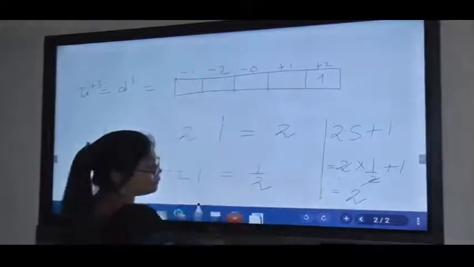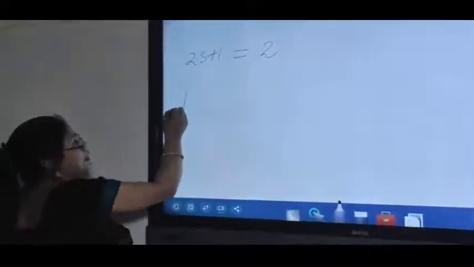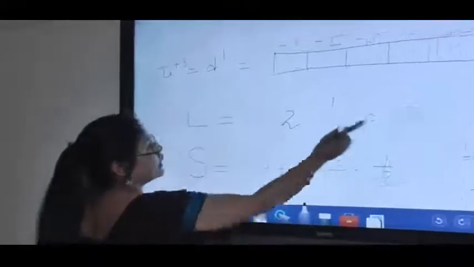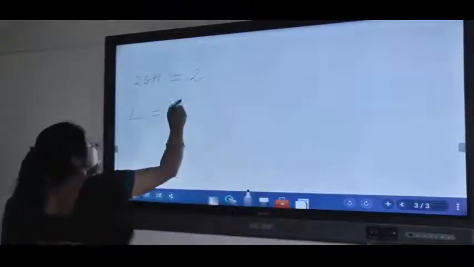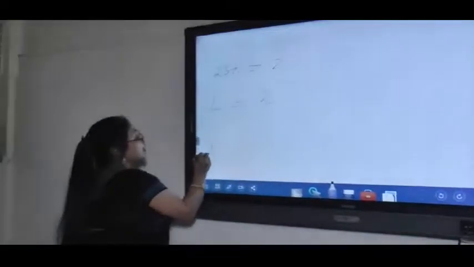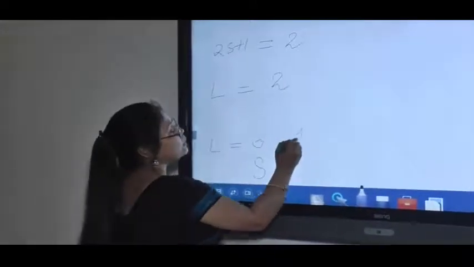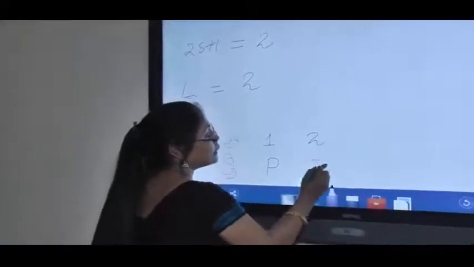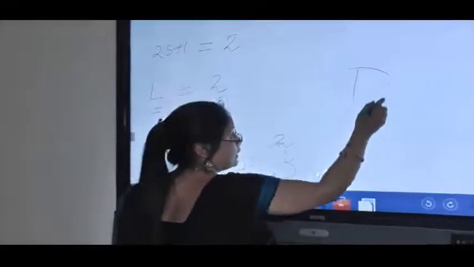So ultimately the spin multiplicity value is 2. 2S plus 1 is equal to 2. L value is equal to, sorry, L value is equal to 2. So, we know that when L value is equal to 0, that becomes an S term. When L value is equal to 1, that becomes a P term. When L is equal to 2, that becomes a D term. Here, L is equal to 2. So, we will be having a D term.